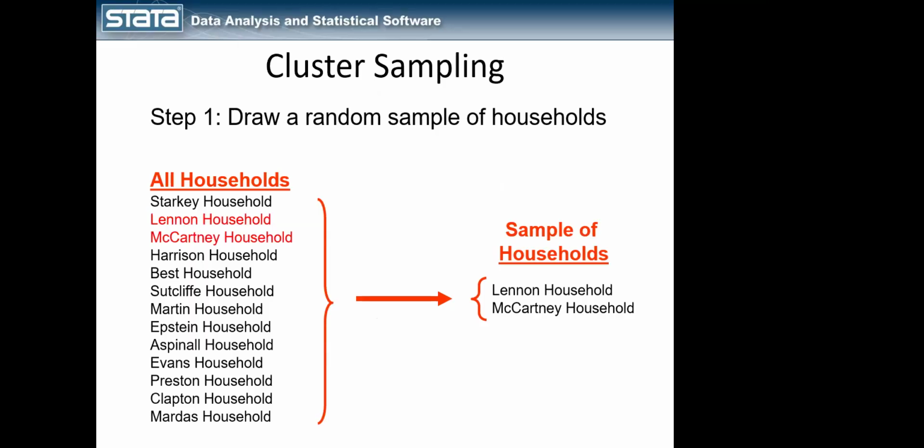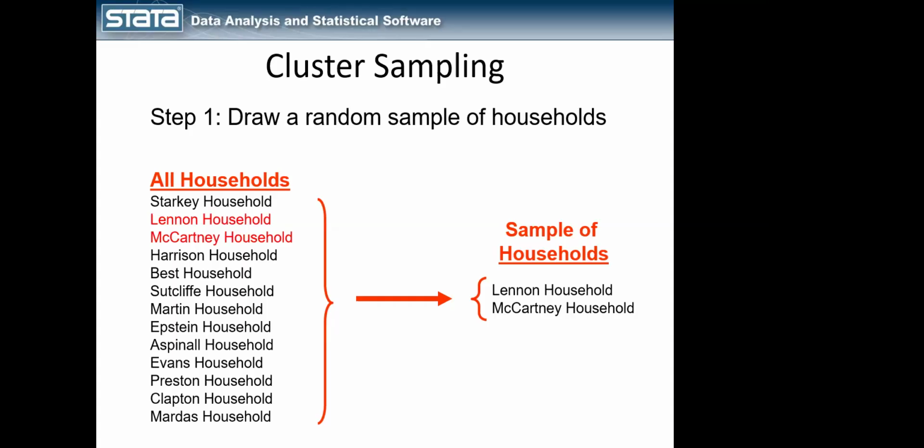So rather than sampling individuals, what we're going to do is sample clusters first. For example, we might want to sample households. It might be easier, in the old days if you had a phone book, to find a household rather than individuals, and then sample individuals from within the households we sampled. So it's a sort of two-stage design.